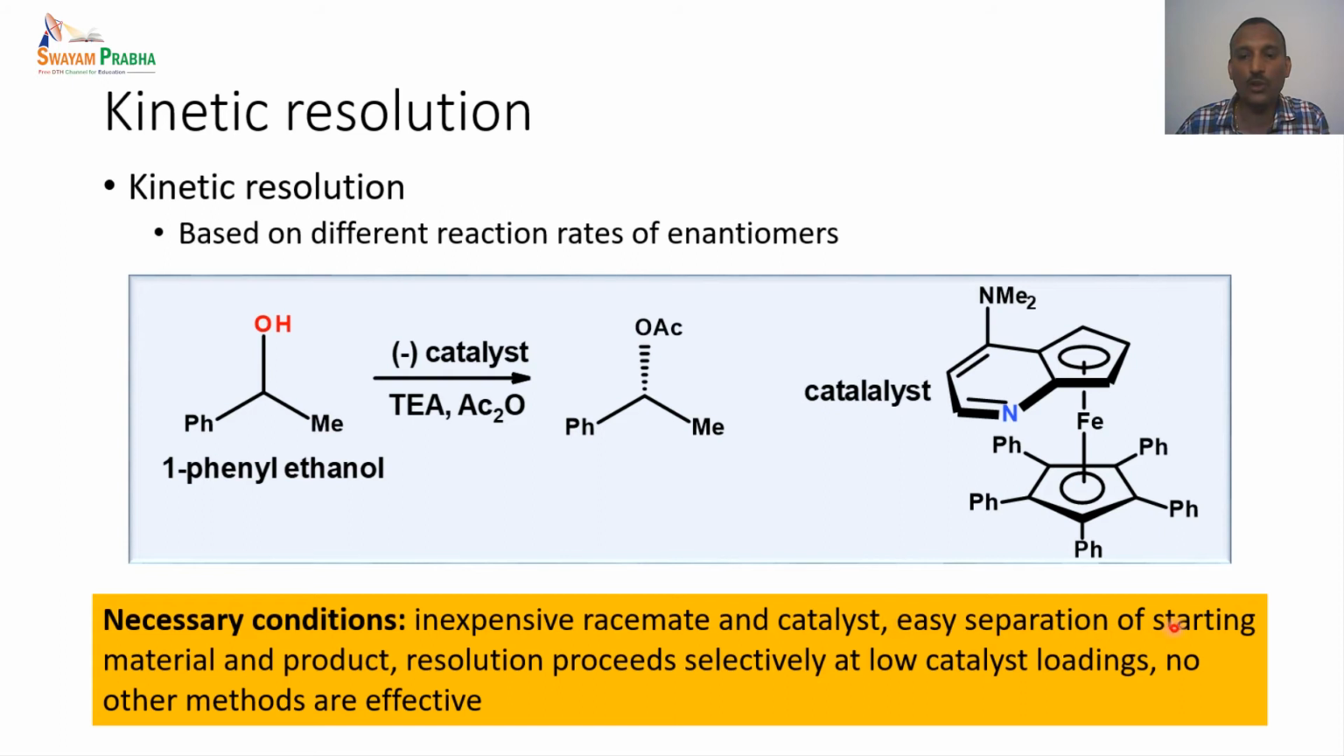And it should be easy to separate the starting material and the product. In this particular case, we have an alcohol and we have an acetate. So this is an ester, this is an alcohol. These esters are basically less polar compared to alcohol, so column chromatography can separate them very easily. So that means it is possible to separate the starting material and the product.